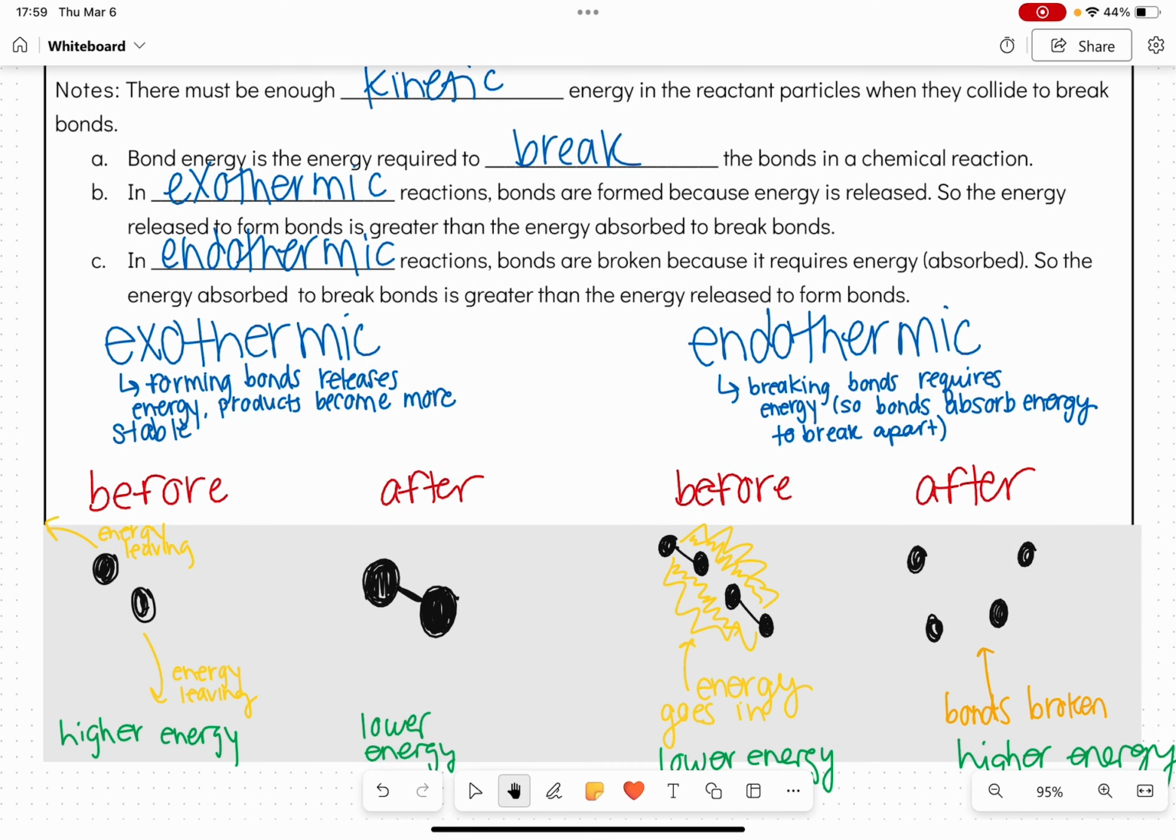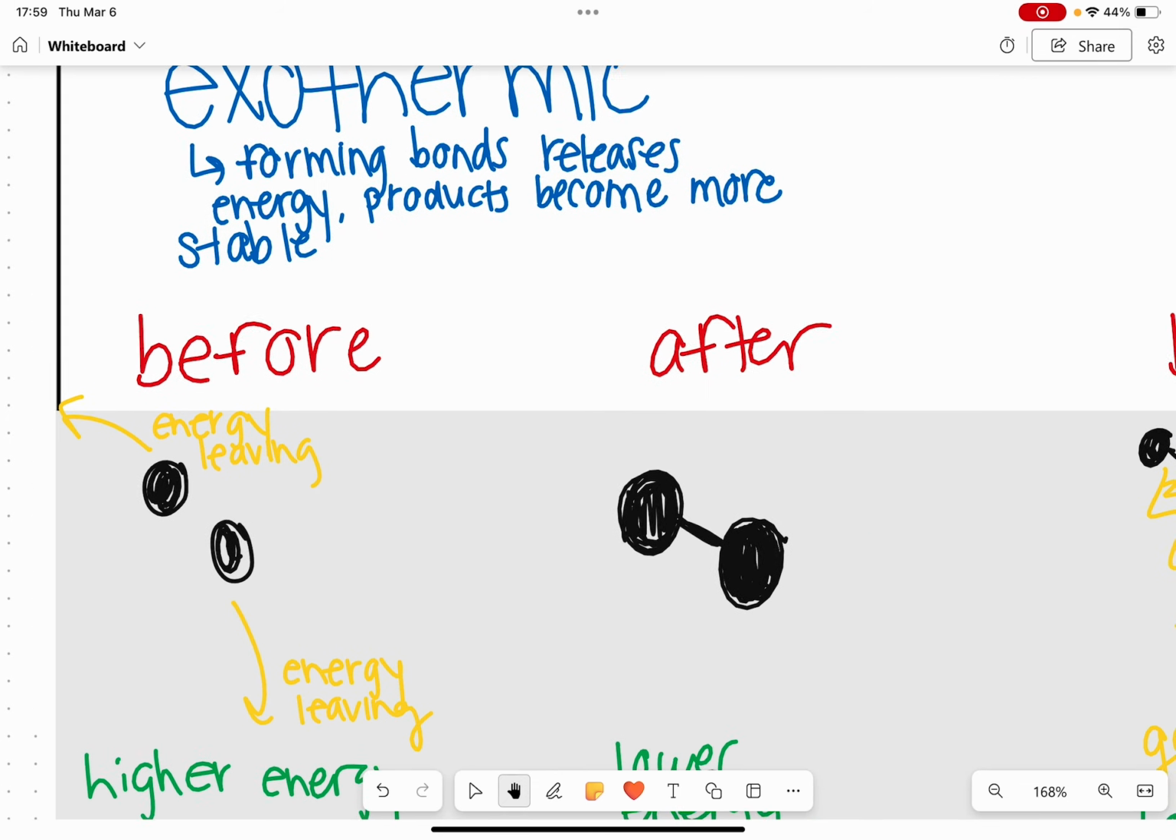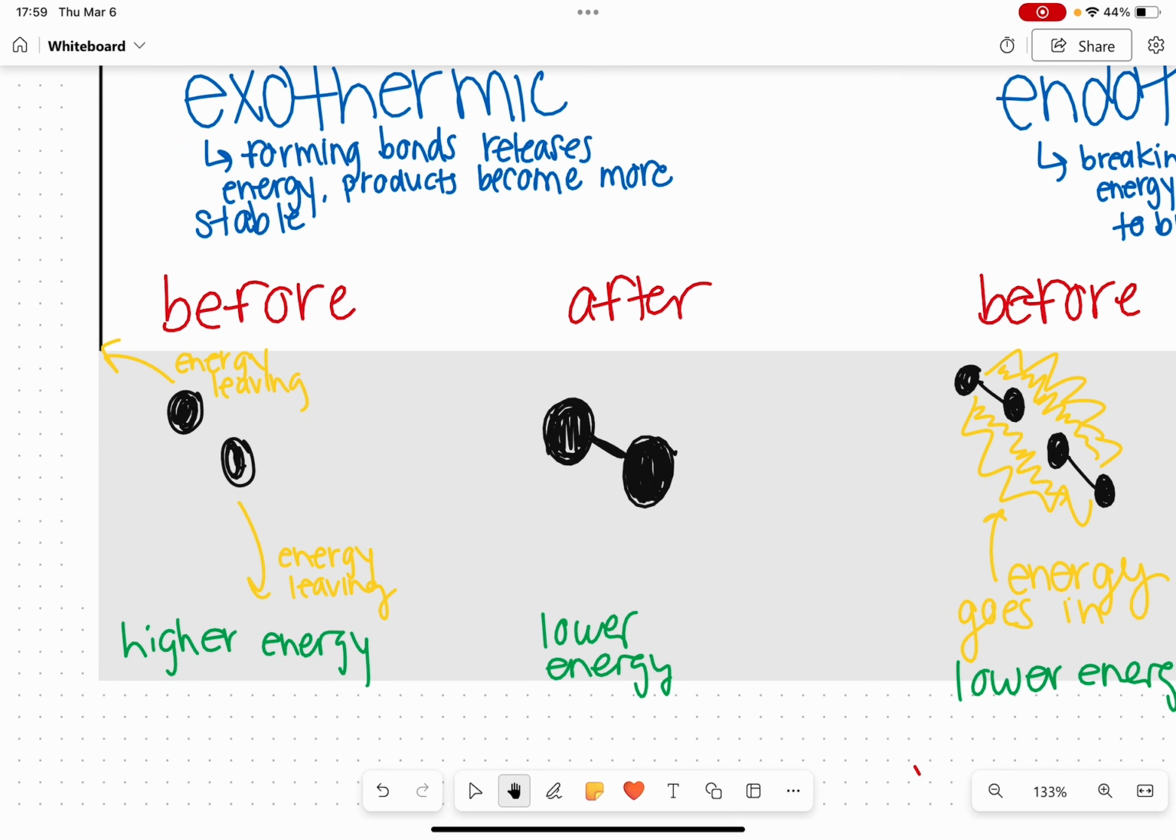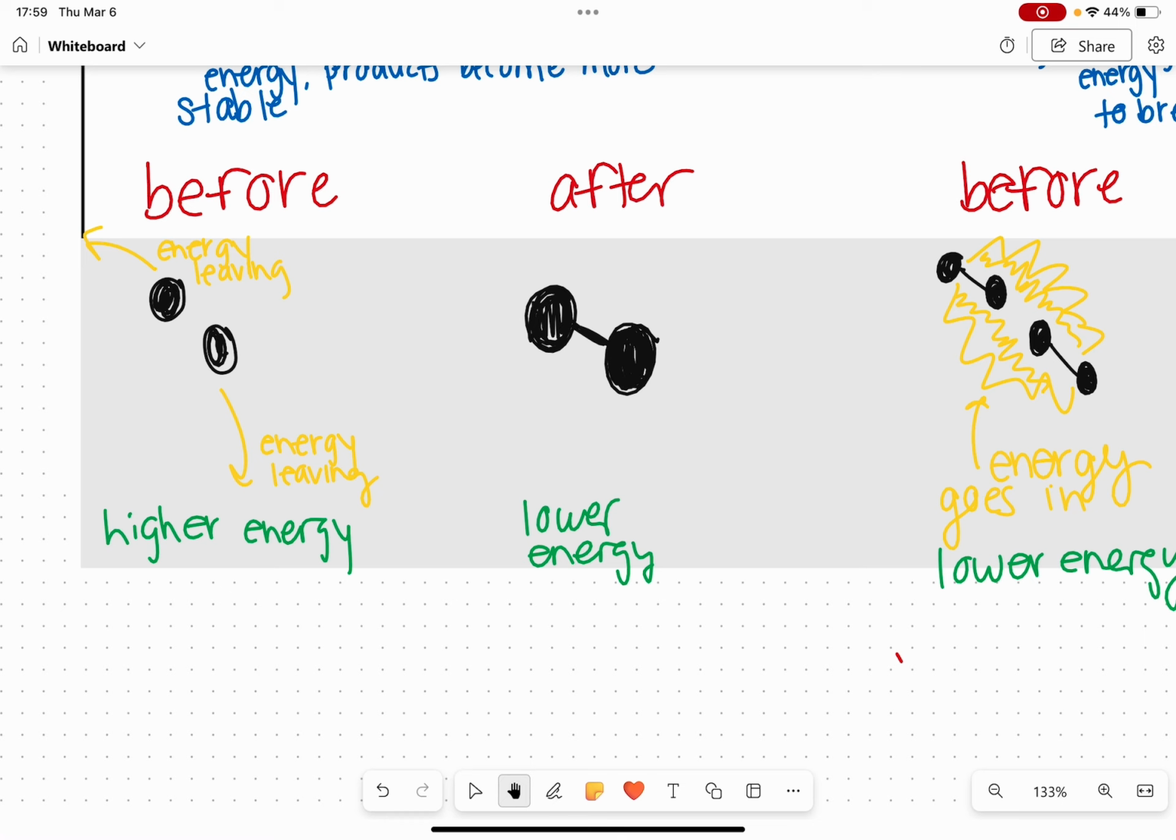So if we take a look, we have exothermic reactions. We know forming bonds releases energy. This makes the products more stable. Lower energy makes them more stable. So you can see before, we have our two molecules, and then the yellow represents during. So there's energy leaving.